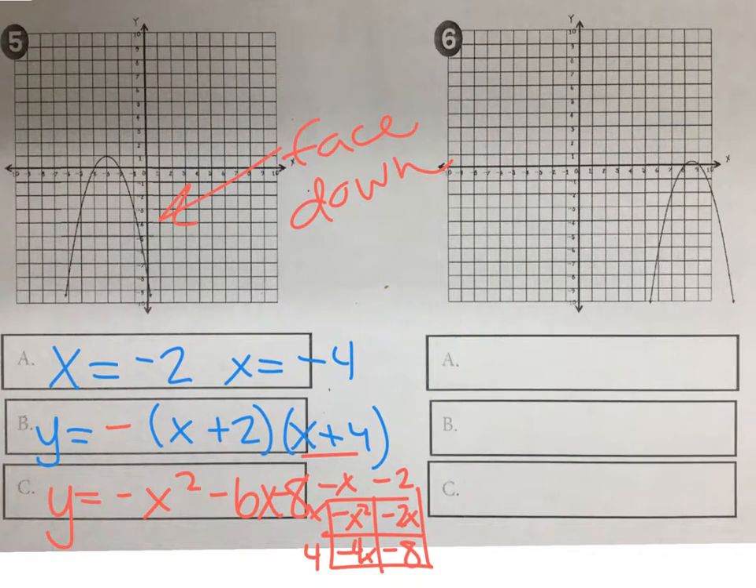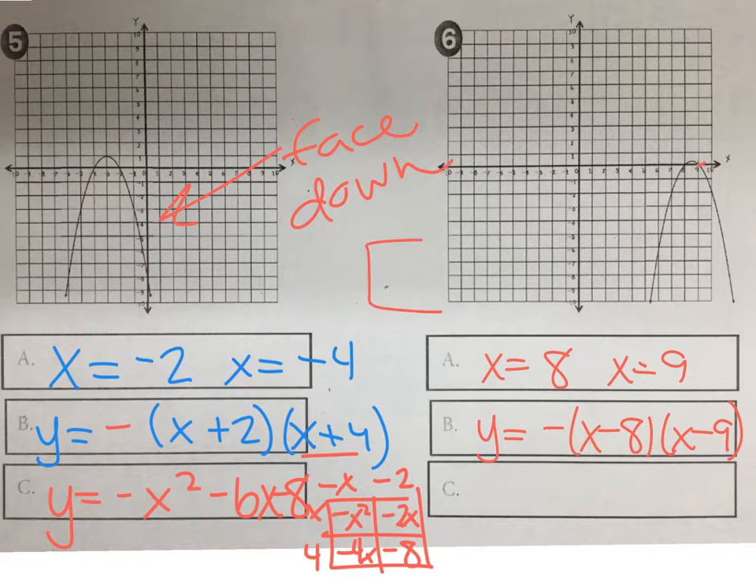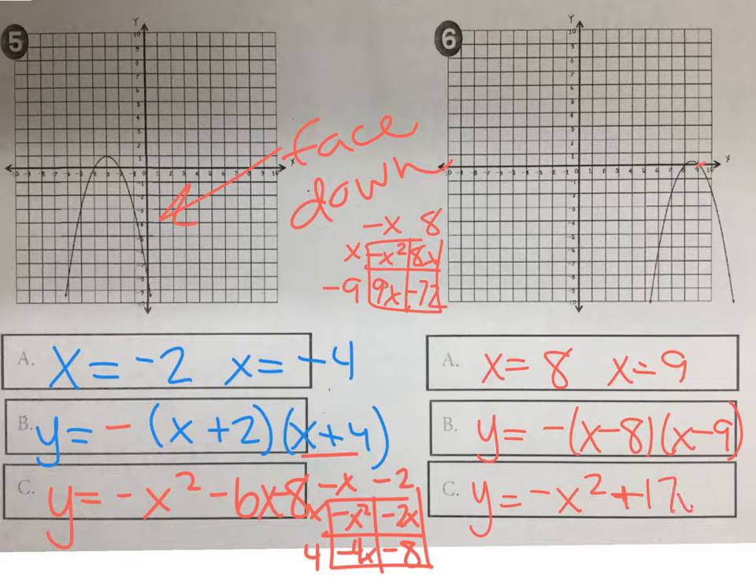All right, so number 6, we have our zeros. So our zeros are +8, +9. Our factored form is still going to be x minus 8, x minus 9, but we need to add that negative in there because it's facing down. Again, when we go to multiply, I'm going to distribute the negative to just one of the factors. The other factor is going to stay the same. And so we multiply this in, we get negative x squared plus 17x minus 72. So that becomes our answer.